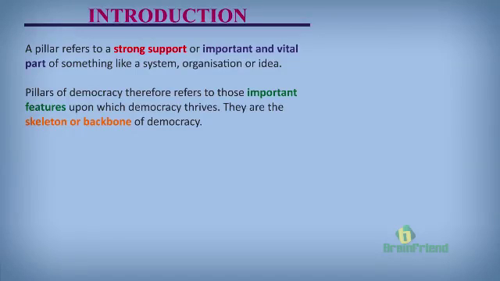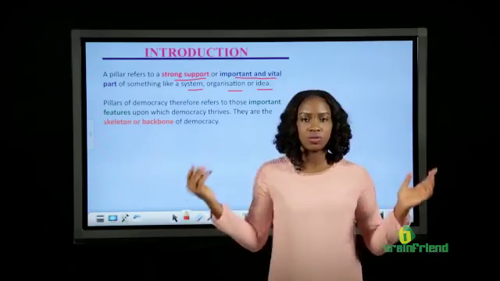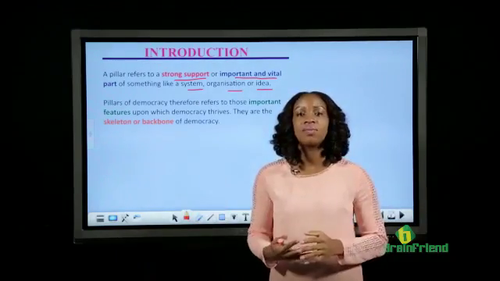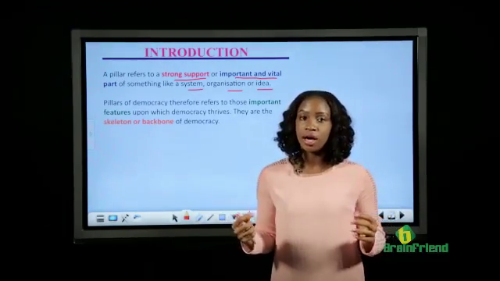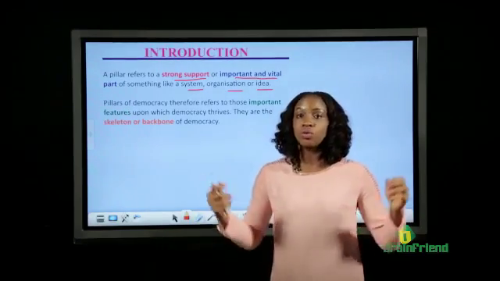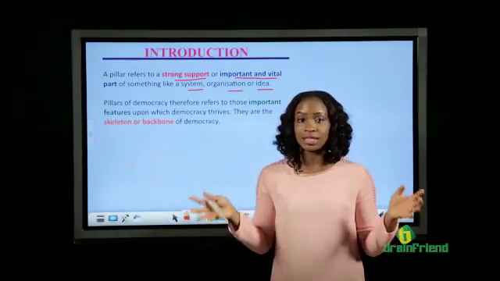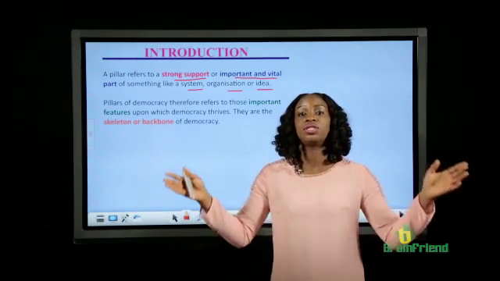Now, pillars of democracy. What is a pillar? A pillar refers to a strong support or an important and vital part of something. It could be an object or it could be a system, organization, or idea. Let's take, for example, the houses we have. Every house must have its pillars on which it stands. The walls too could be seen as pillars.